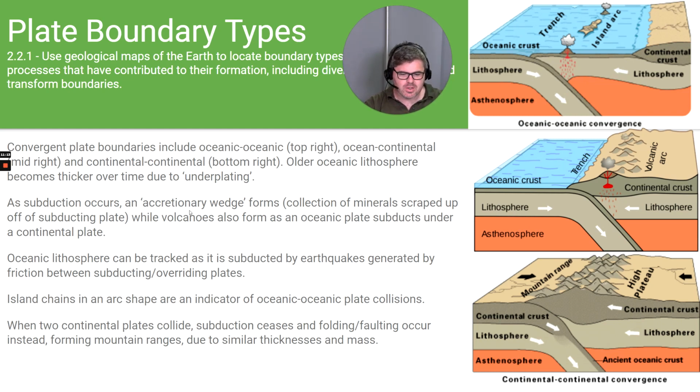Now, as subduction occurs, an accretionary wedge, which is a collection of minerals scraped up off of the subducting plate, can form, while volcanoes also form as an oceanic plate subducts under a continental plate. So if we're looking in this area here, this trench area where the oceanic plate is being pushed under might be where we have an accretionary wedge forming. Imagine it like crumbs almost, where this area is being devoured underneath. So it's being scraped off like barnacles.